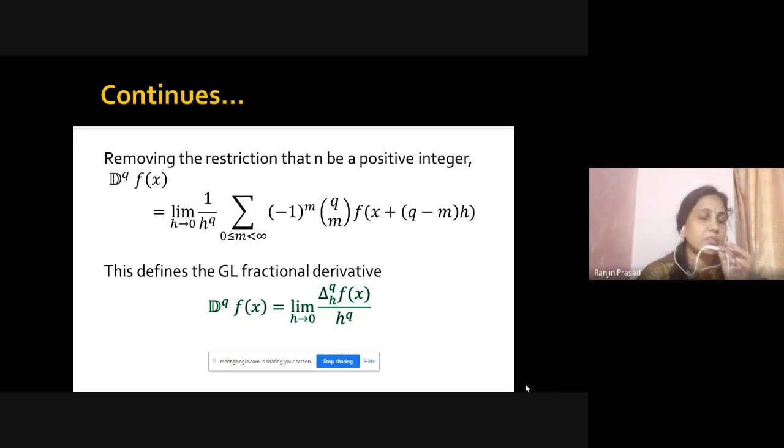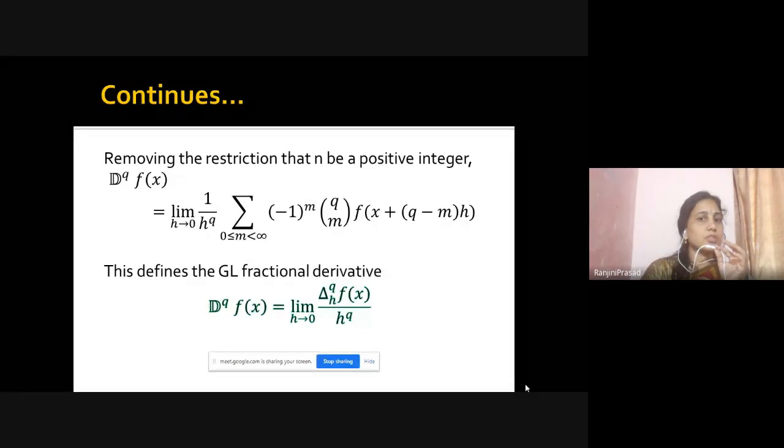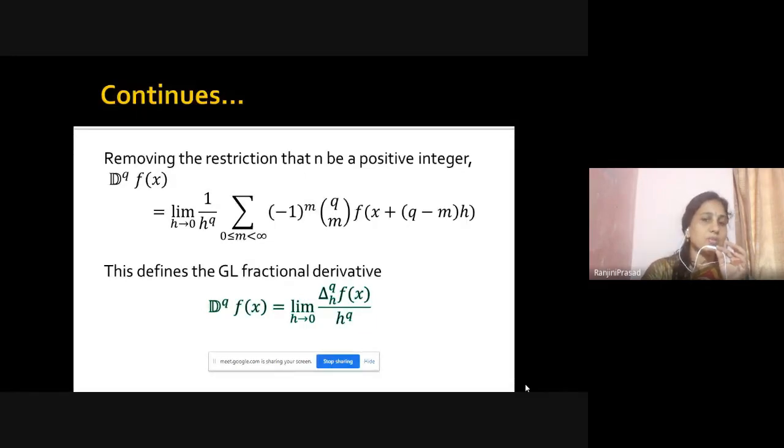the derivative definition, Grunwald and Letnikov created this equation. From that, they have created D^q f of x. Simplifying that equation, sigma everything is delta power q, and sub h f of x by h power q. So they have come up with that new definition of derivative using the ordinary derivative definition.